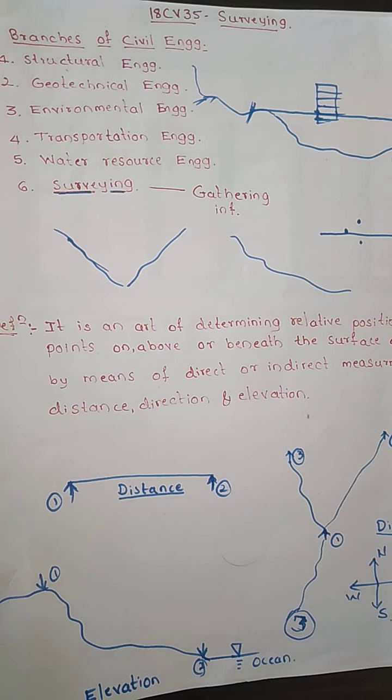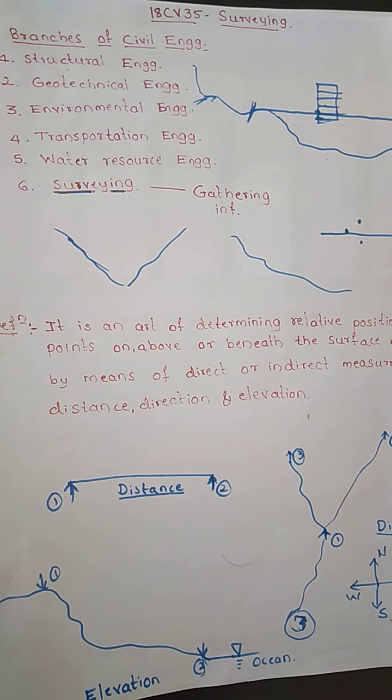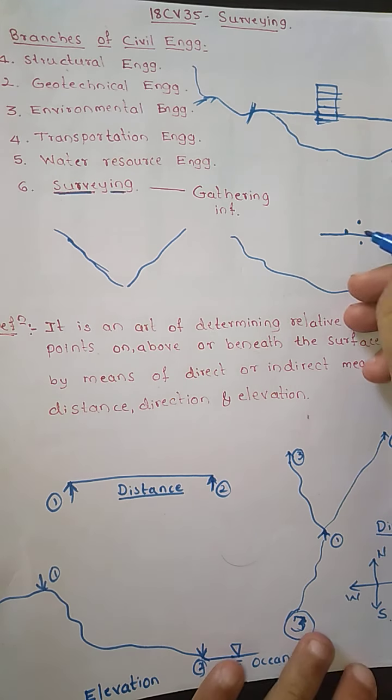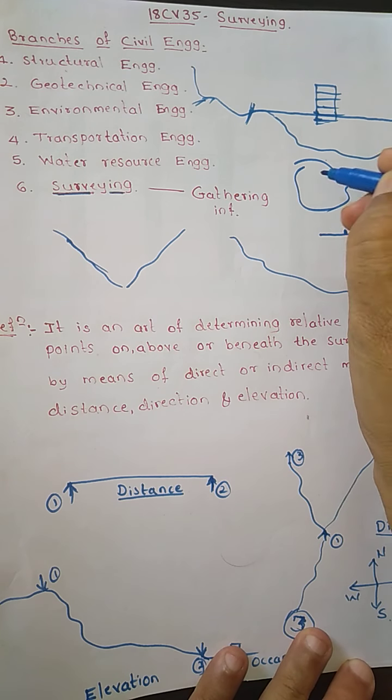So this is an example. But when it comes to surveying, what you do is, if you visit any land, you are going to represent whatever the objects are. Suppose this is a land, and some objects are there on that particular land.